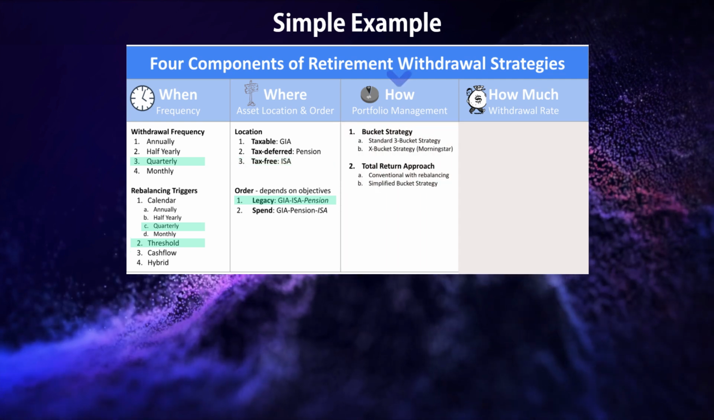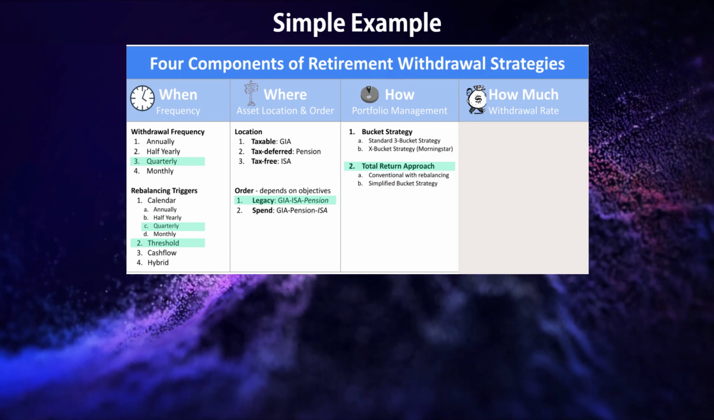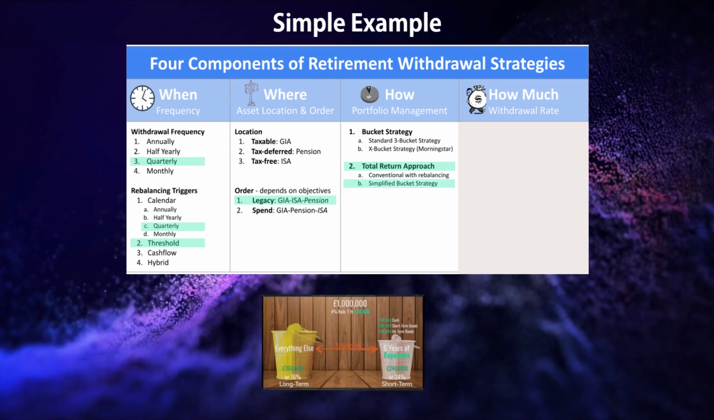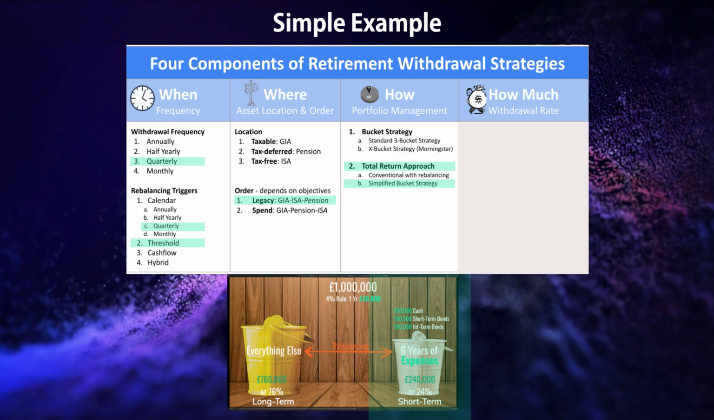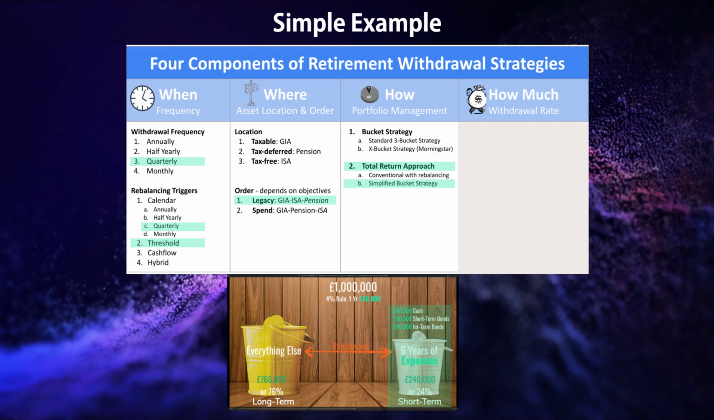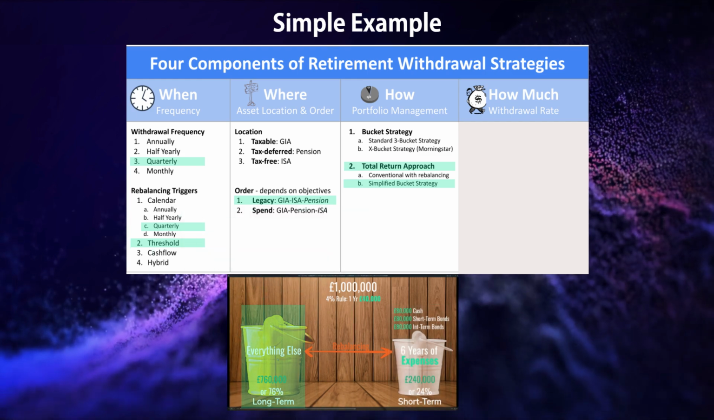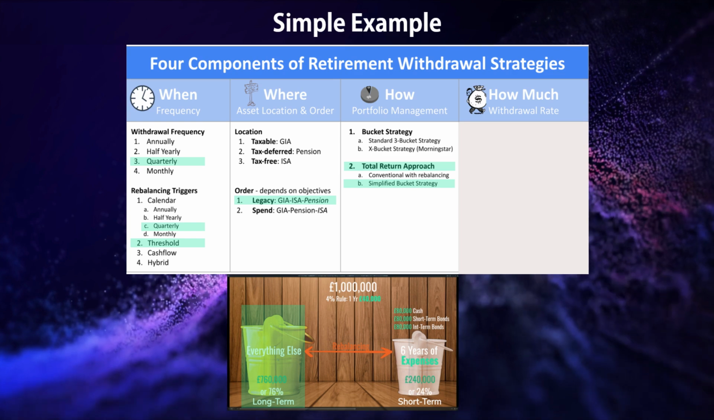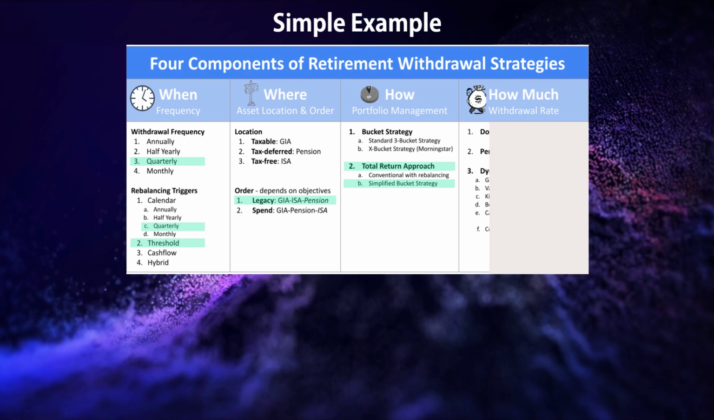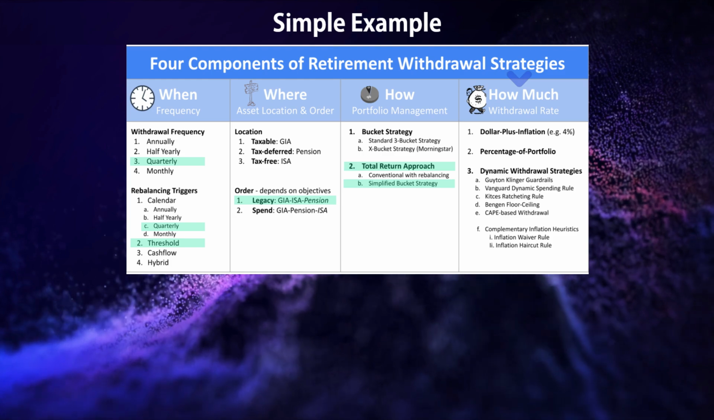Next, for portfolio management, I'll choose the total return approach for its simplicity. Since I like the psychological benefits of the bucket approach, I'll adopt the simplified 2-bucket strategy, with 6 years of cash and bonds in the short-term bucket, to mitigate against sequence of returns risk. Meanwhile, the remaining 76% of my portfolio will be invested in equities, to mitigate sequence of inflation risk and portfolio longevity risk.